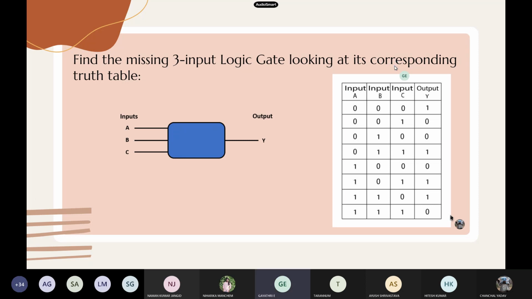So now looking at this truth table, we see that wherever Y is high, yeah, that's right, XNOR gate. So wherever Y gives us a high output, we see that the input combinations have an even number of 1 bits in them. So the answer for this question is a 3-input XNOR gate.